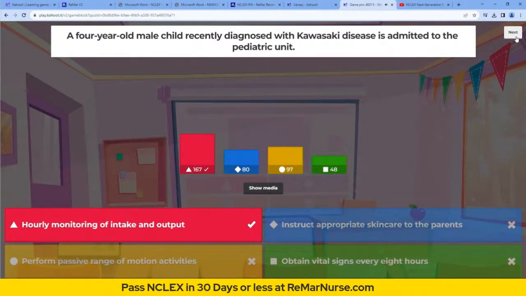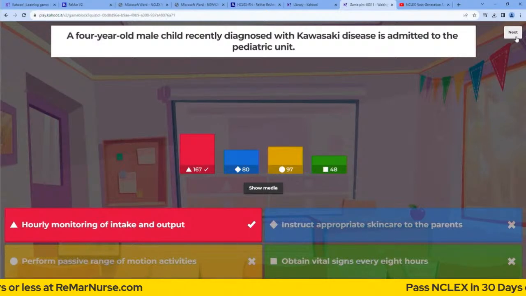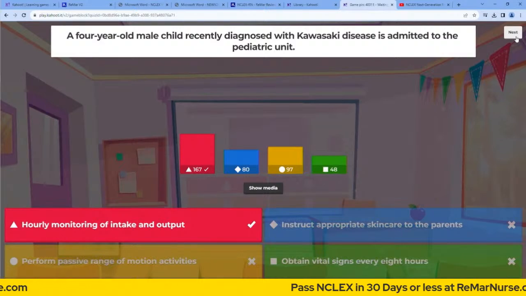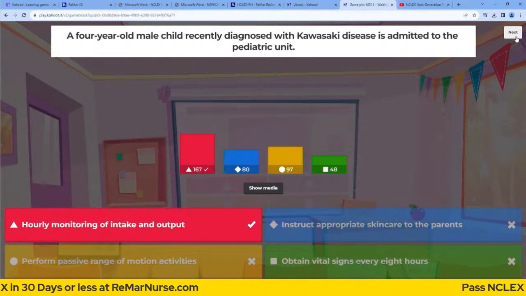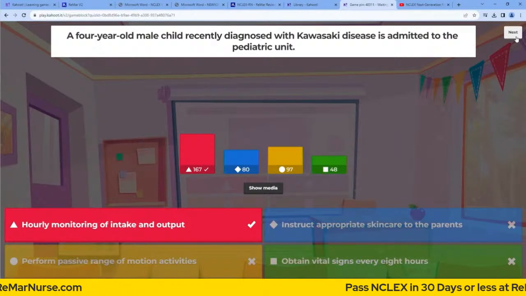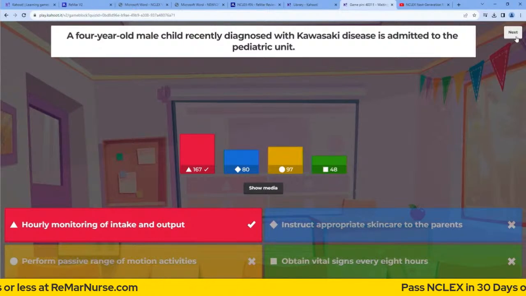Even if you don't know what Kawasaki's disease is, if you look at the nursing interventions, what is going to be more appropriate in assessment? Is it going to be the hourly monitoring of intake and output, which is your fluids, right? And your electrolytes? Is it going to be passive range of motion? No. Is it going to be skin care? No. Is it going to be vital signs every 8 hours? No. So some NCLEX questions you can answer if you use common sense in nursing, if you understand what your role is in that patient's care.